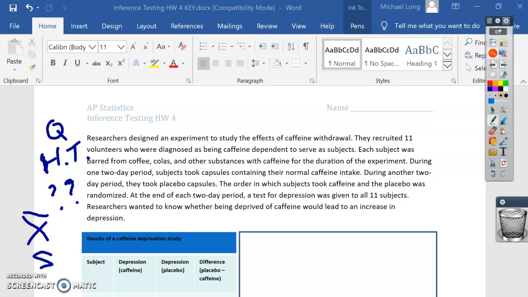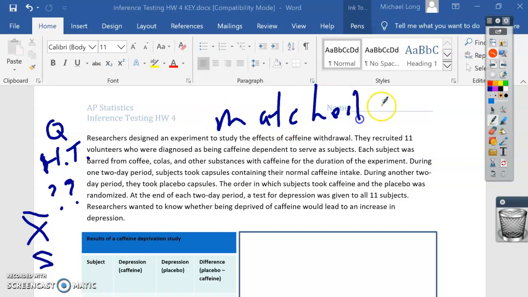Next thing you also need to note here is that it looks like a 2-sample test. So if you take a look at the data, you see the depression level with the caffeine, depression level with the placebo. So it looks like a 2-sample test. However, one of the key differences here is it's the same subject doing the experiment twice. If you read through this carefully, they have to do this twice, once with caffeine, once with placebo, and they compare their depression levels. Okay, well, this is what we call a matched pairs test.